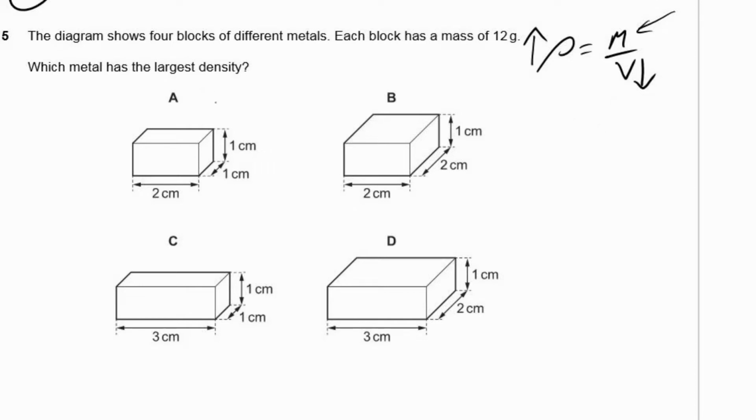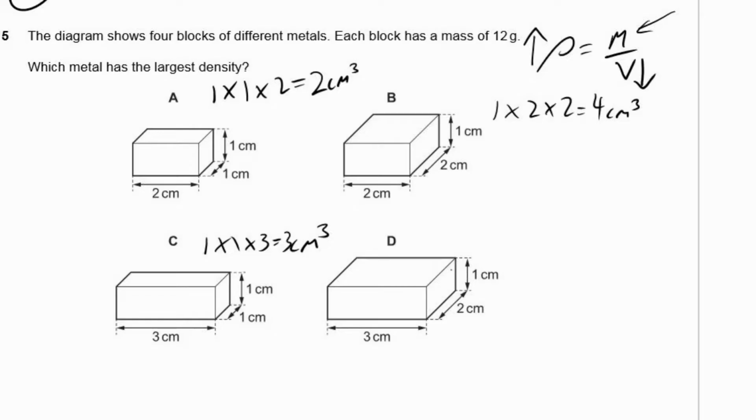The volume for A is going to be 1 centimeter times 1 centimeter times 2 centimeters, which is 2 centimeters cubed. For C, it's going to be 1 times 1 times 3, which is 3 centimeters cubed. For B, it's going to be 1 times 2 times 2, which is 4 centimeters cubed. And for D, it's going to be 1 times 2 times 3, which is 6 centimeters cubed. So the one with the smallest volume and therefore the largest density is A.